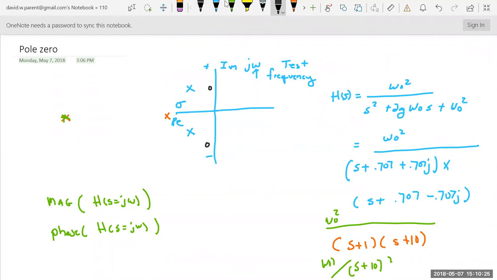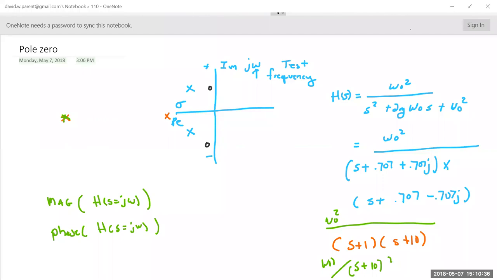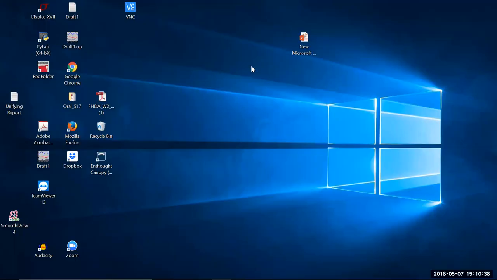But how this all ties together with the Bode plots and the Butterworth filter, I think might be a little bit, I'm going to try some animations out with you, and you let me know what you think.